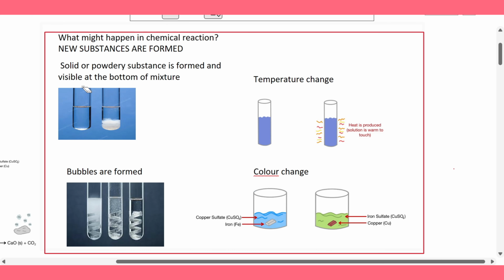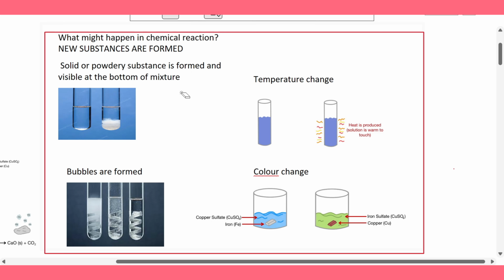These are the examples. Solid or powdery substance is formed and visible at the bottom of the mixture. Or bubbles are formed. You can see bubbles here as we put the magnesium strip in the acid. And then temperature changes, it feels hot when we touch it after some time, as there's a chemical reaction. Or color change, we see from here blue into green. Right? That's the sign that new substances are formed.